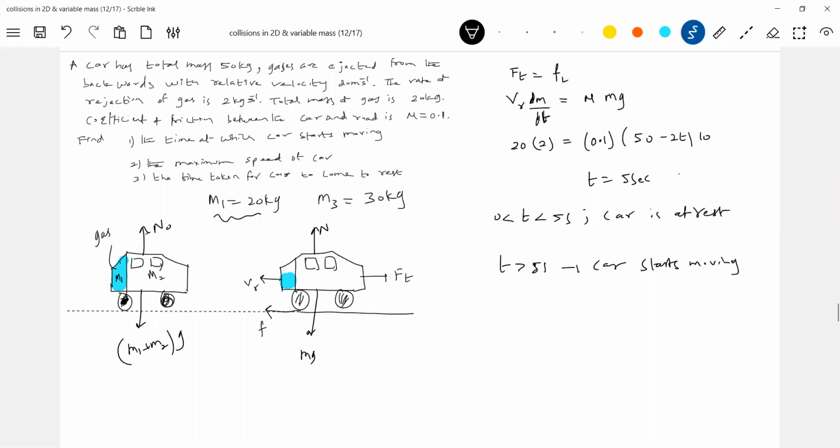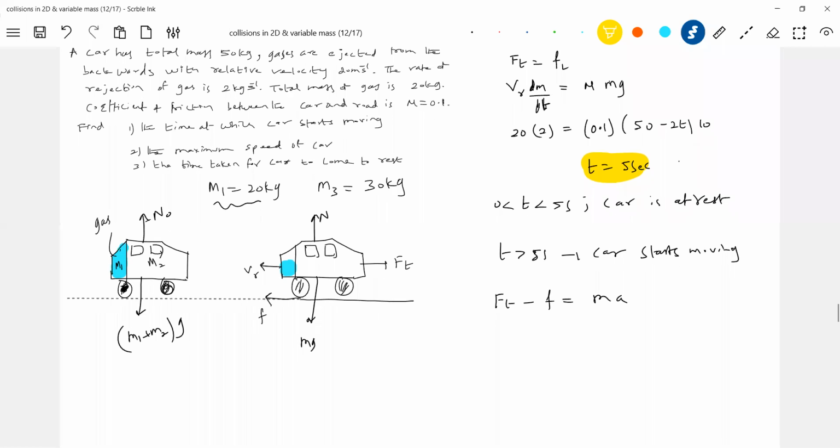Able to understand now? This is the thing. So now let's write the equation: F thrust minus F should be equal to ma. So what is being asked now? The time at which the car starts moving. Okay, this is the first part. Then the maximum speed of the car, and the time taken for the car to come to rest.